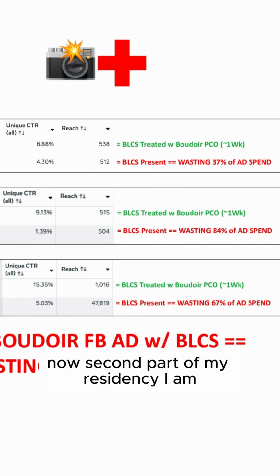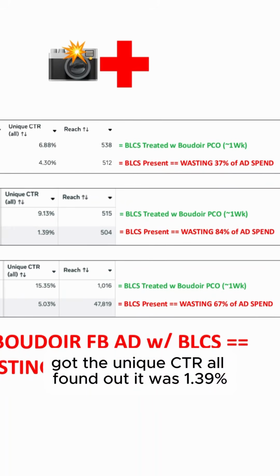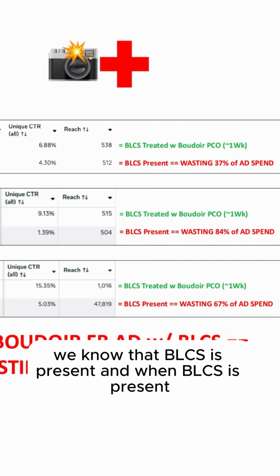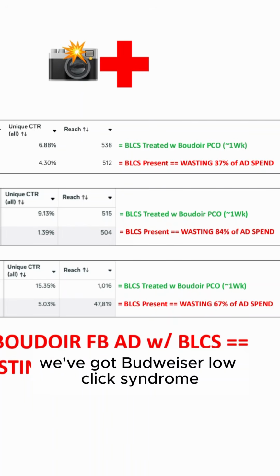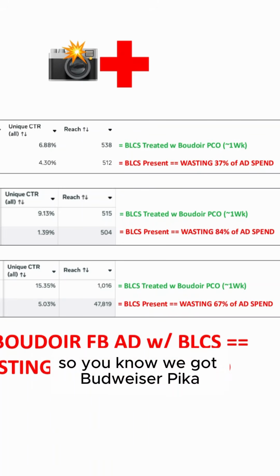Now, second part of my residency, I got the unique CTRL, found out it was 1.39%. So unique CTRL under 6%, we know that BLCS is present. And when BLCS is present, we've got boudoir low click syndrome. So we got to solve that ASAP. Big, big, big problem. So, we got Boudoir Pico.